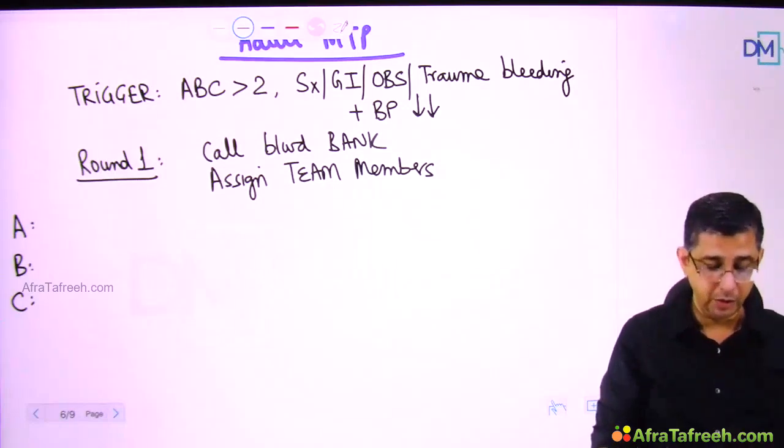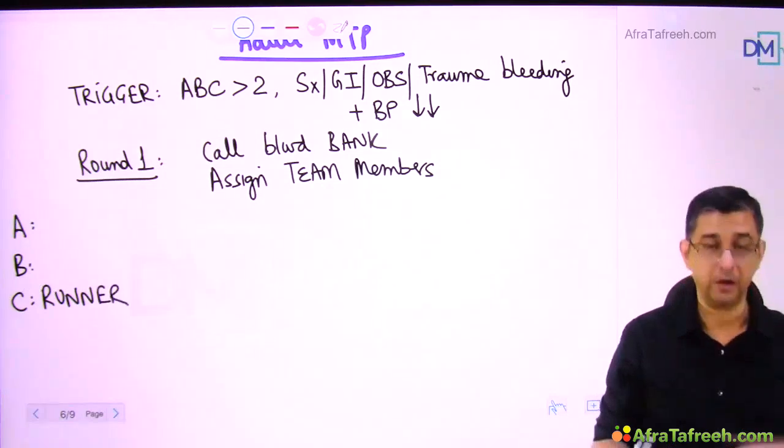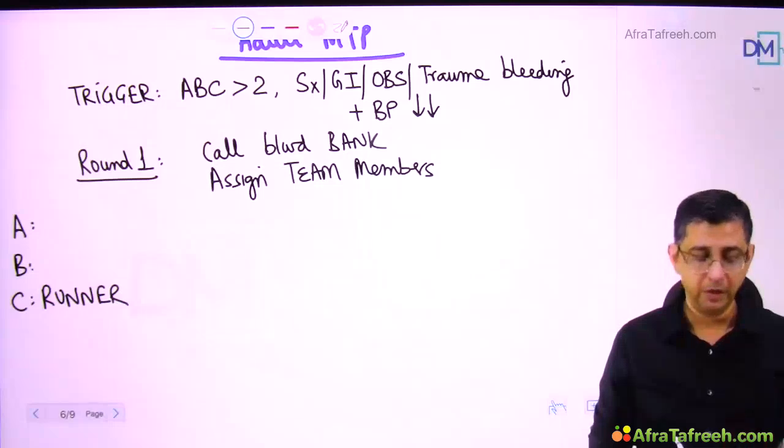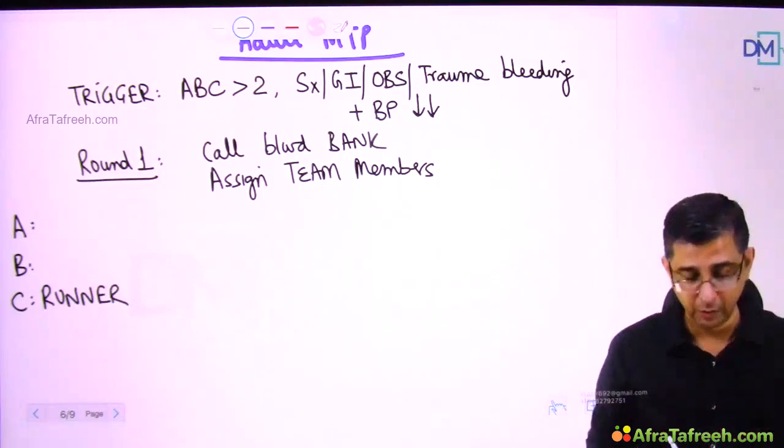The person in team C will mainly be a runner. His job will be mainly to go to the blood bank, get the cooler pack, and come back to the hospital. So it could be an intern, a resident, a senior resident, whosoever is volunteering for the activity, he could be a runner to go and get the blood units for the patient.